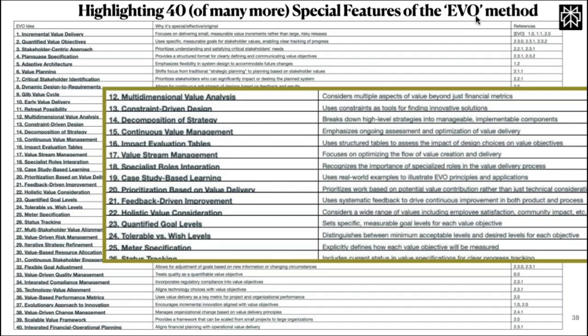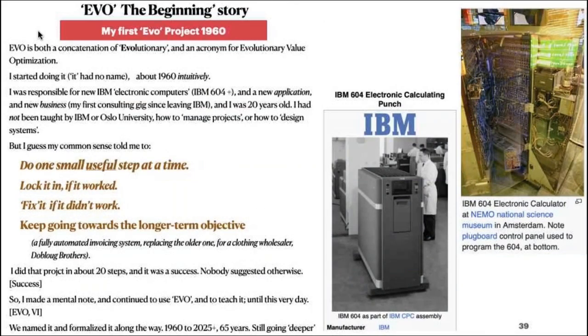The EVO method has a lot of stuff in it, too much to talk about. I asked for 40 different, unique, wonderful features and why they're wonderful. So they're listed here, but there's nothing simple. And every lecture I hold, I highlight some of it, but of course I don't have time to go through all of it. When did EVO begin?